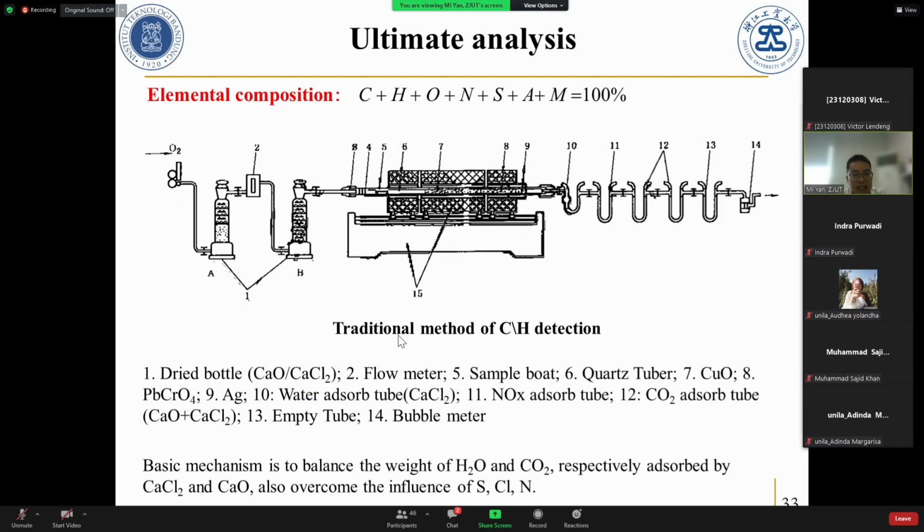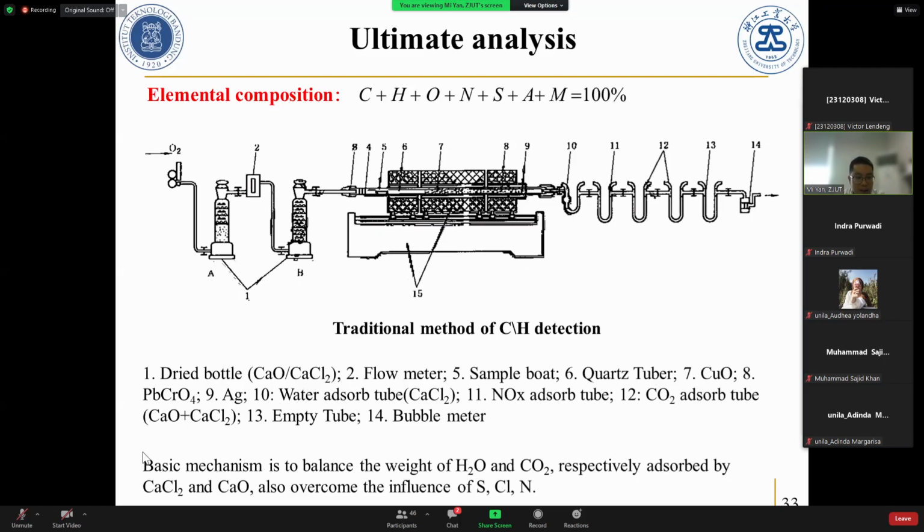And for the ultimate analysis, especially for the students, we usually call this element composition. So yes, carbon, hydrogen, oxygen, nitrogen, sulfur, ash plus moisture equal to 100%. From this equation, you can understand that the oxygen in the moisture or the oxygen in the ash does not belong to this oxygen, right? This is the reactable oxygen. So we use this often.